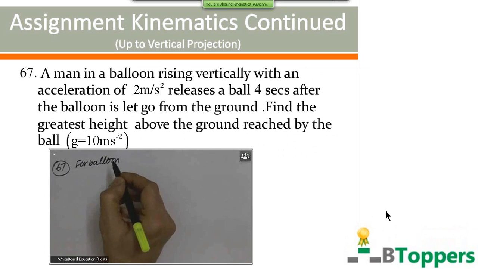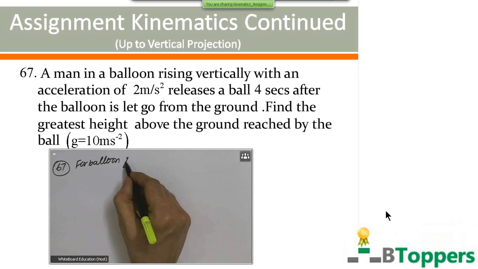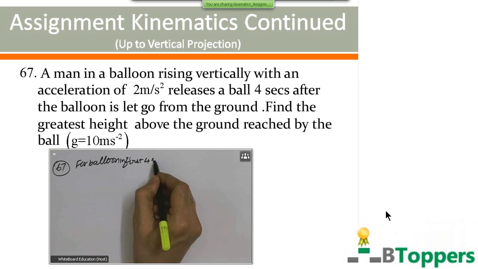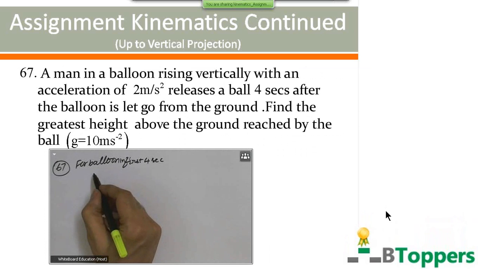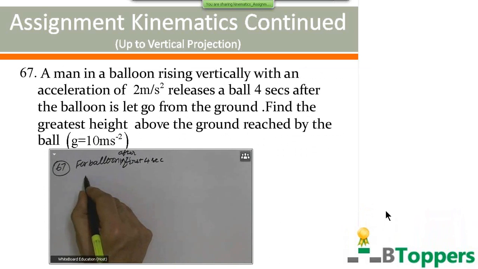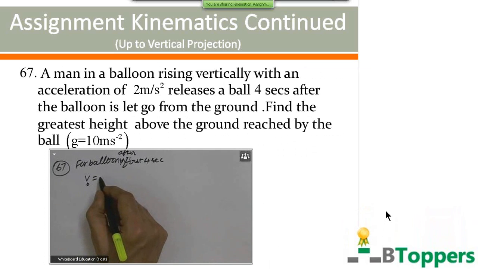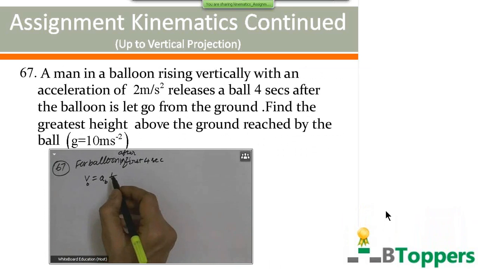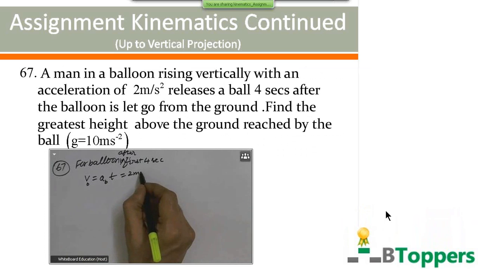So for motion of the balloon for first 4 seconds, the velocity after first 4 seconds, you can find the velocity of the balloon by using the formula v equal to u plus at. Initial velocity of the balloon can be taken as 0 on the ground. So balloon is moving upwards with an acceleration of 2 meters per second square.